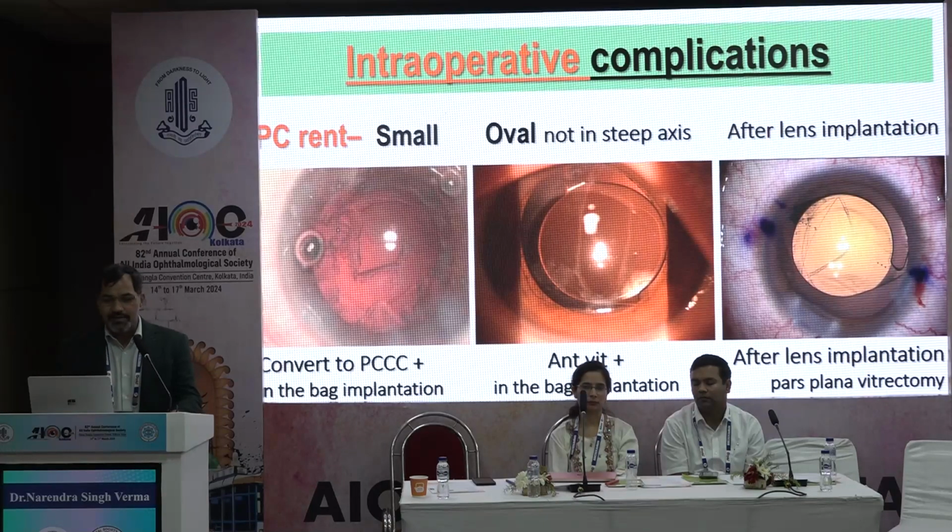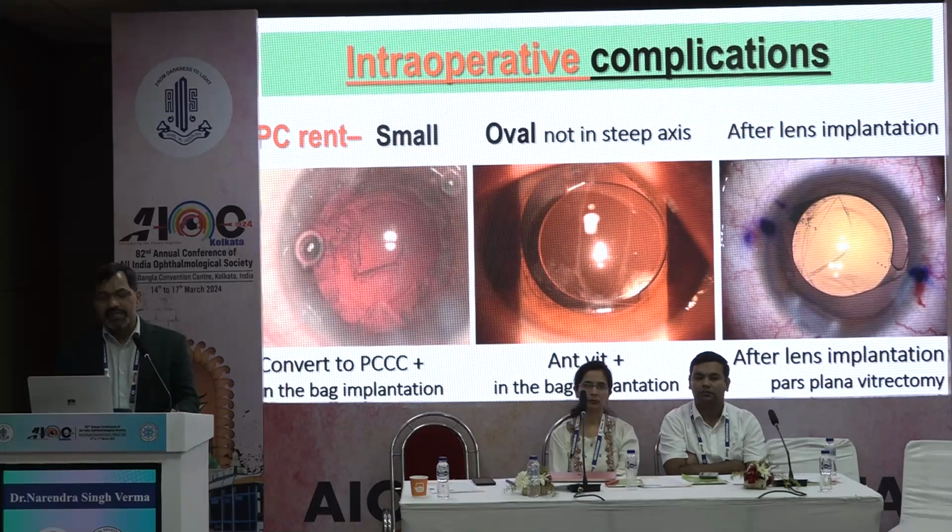This is a very dreadful situation when there is a PC rent in a toric lens. If there is a small PC rent in the center and you are able to convert it into a PCCC, then it is better to convert it to PCCC and put the lens in the bag. If it is oval, then do a thorough anterior vitrectomy, put the lens in the bag, and only if it is not in the steep axis of the lens can you put the lens. Otherwise, don't put the toric lens; you can put a monofocal lens, with the haptics not in the extension of the PC rent.